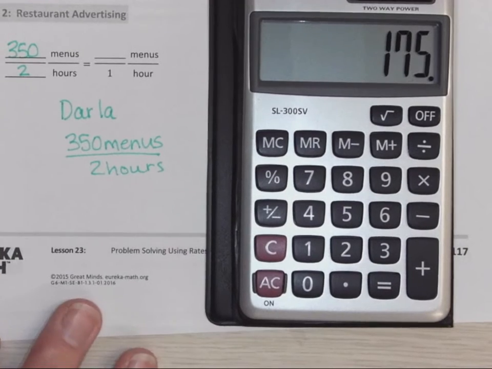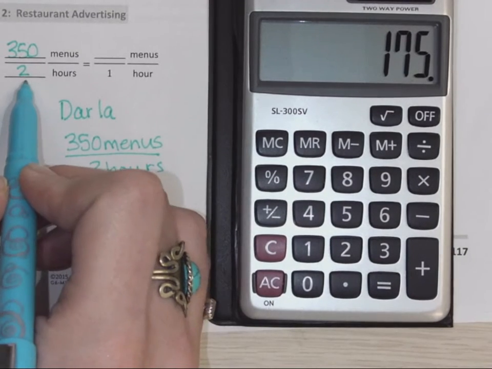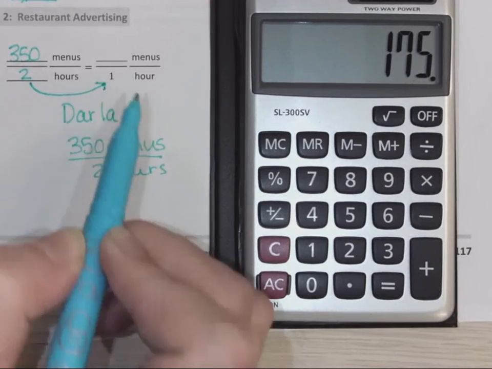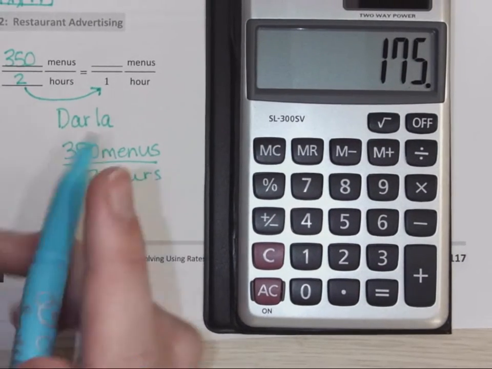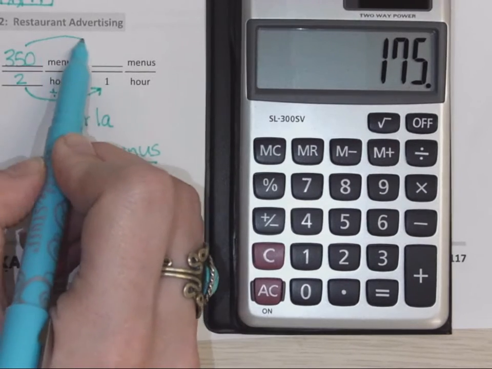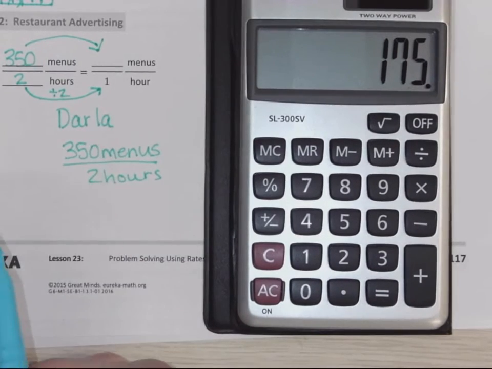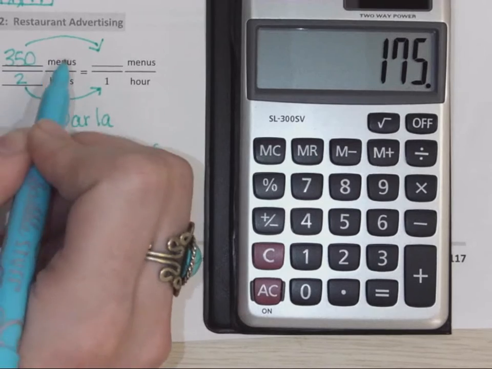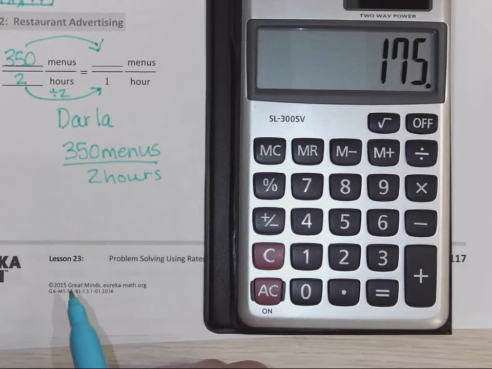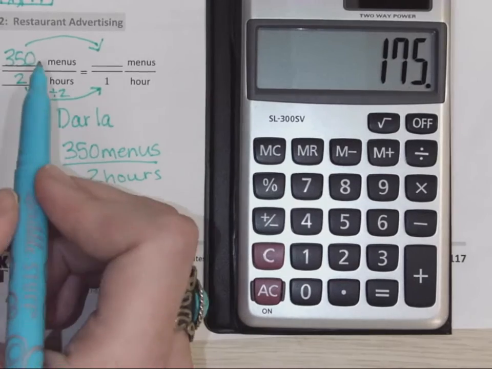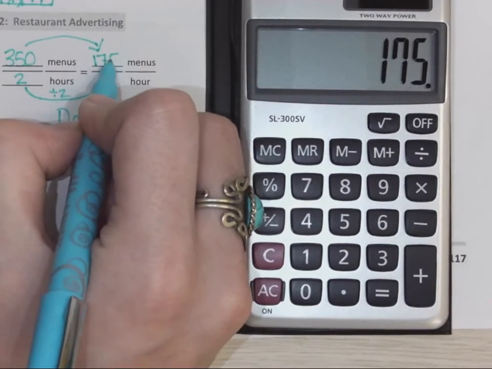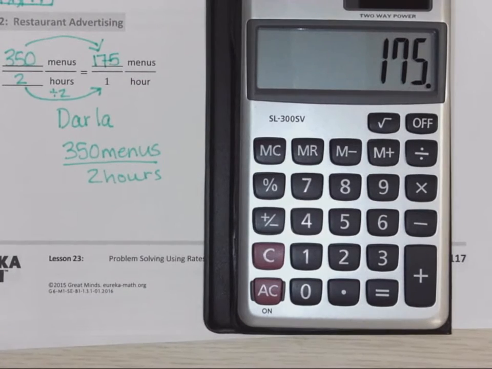You can look at this 2 ways. You can say, I need to get my 2 on the bottom to become a 1, so I have a per hour answer. And I do that by dividing by 2, which means I'd need to do the same thing on top. The other way you can look at this is, I have a fraction. My rate is in fraction form. Fractions are division. 350 divided by 2 is, yes, 175.